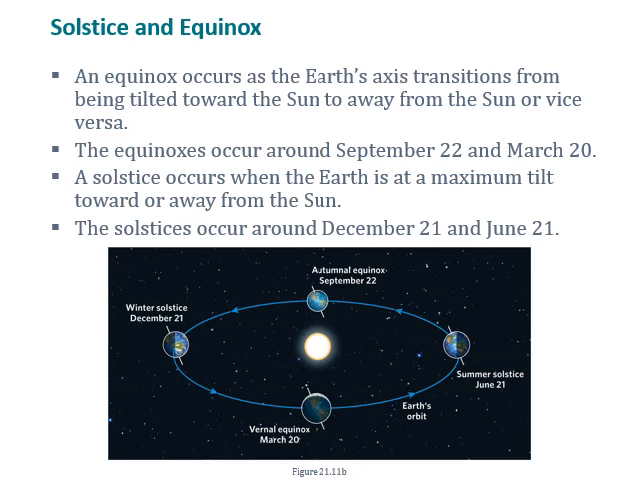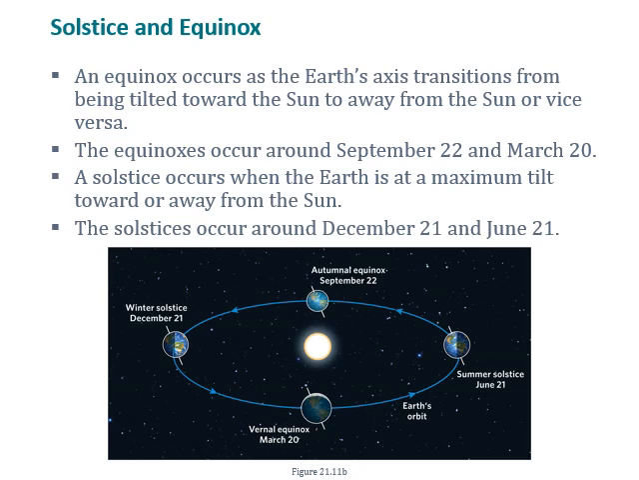The solstices and equinoxes were discussed in the chapter on climate change that included seasons, but they're worth mentioning again. An equinox occurs as the Earth's axis transitions from being tilted towards the sun to away from the sun, or vice versa. The equinoxes occur around September 22nd and March 20th, and since equinox means equal night from Latin, these are meant to describe the days of the year in which day and night are approximately equal times all over Earth.